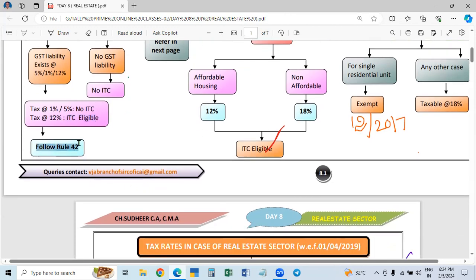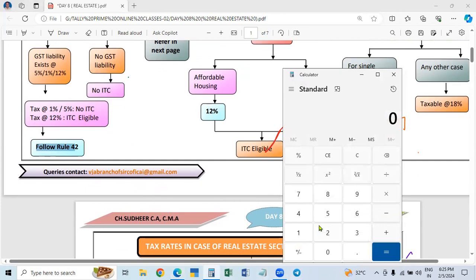In such a case, there is one alternative given. Follow rule number 42. What rule number 42 says is this. We can claim the ITC for commercial only, but for the residential, we cannot use it. Rule number 42 says, first of all, claim the total ITC, that is called common ITC. Common ITC is for commercial as well as residential.